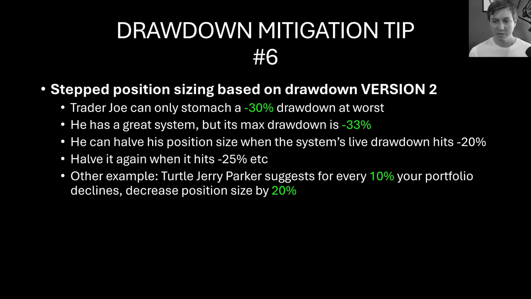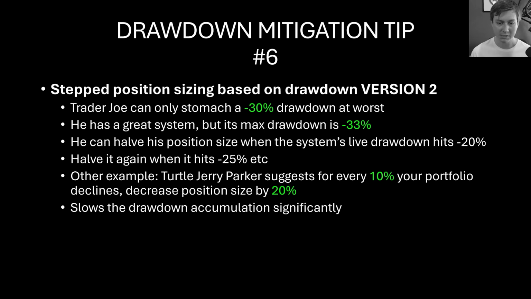Jerry Parker suggests that for every 10% your portfolio declines, you decrease your position size by 20%. So this is a similar example to the one I suggested, where each time you hit a benchmark of drawdown, you halve your position size. This is a slower paced version that's drawn out a bit more. So if you hit a 10% drawdown, you reduce your position size by 20%. And then if you hit a 20% drawdown, you reduce it by 40%. If you hit 30%, 60%, and so on. And that, again, slows down your drawdown accumulation significantly. But again, also slows down your recovery and rate of return.